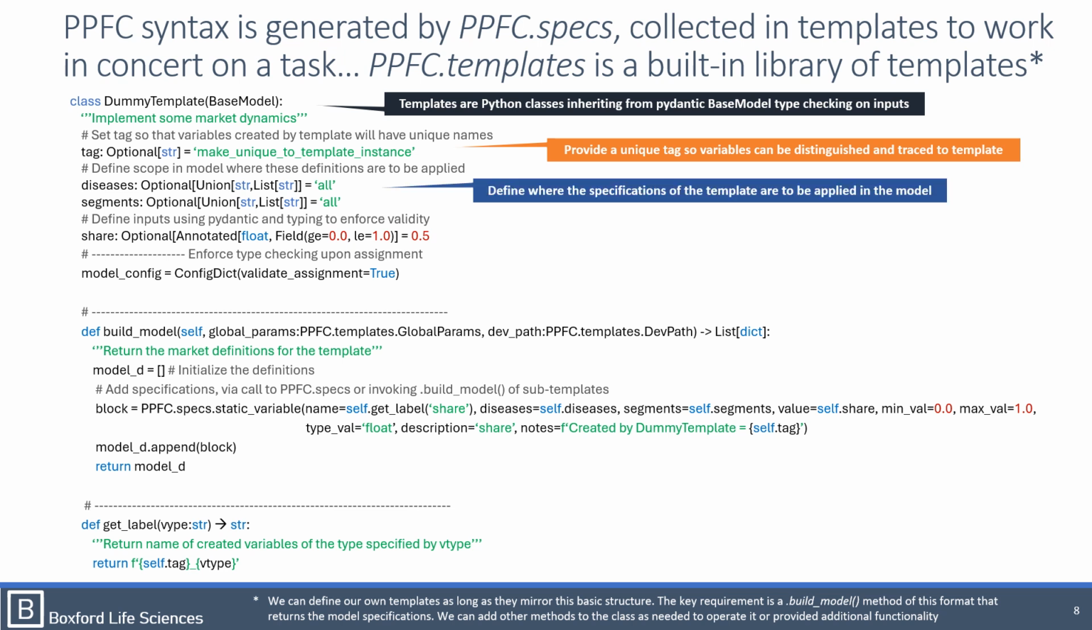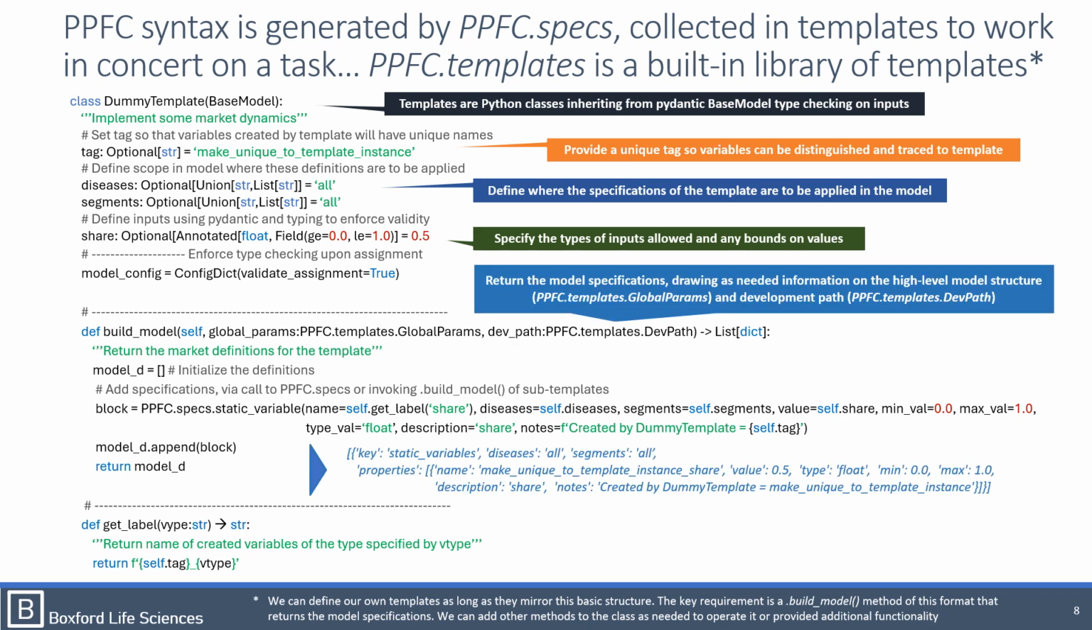We describe scope, where these assumptions are to be defined. Here it's by diseases and segments. By default, it applies to all segments and diseases across the model. And then we provide the information that we want to specify that drives how this template is supposed to operate. In this case, just for simplicity, we have a single share, which is going to be a number that needs to be between 0 and 100%.